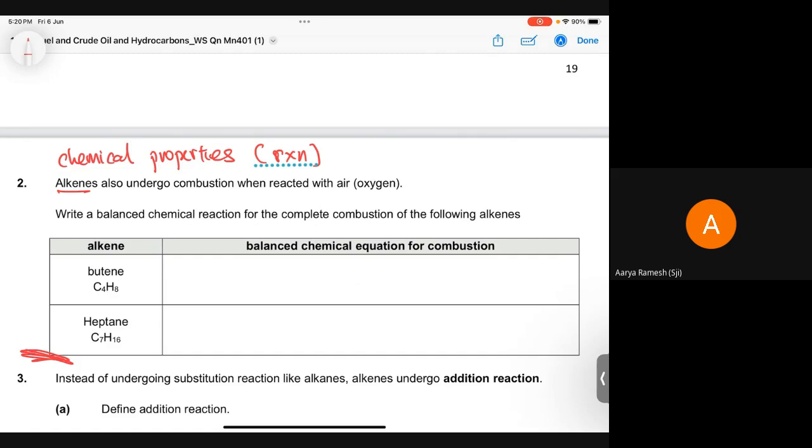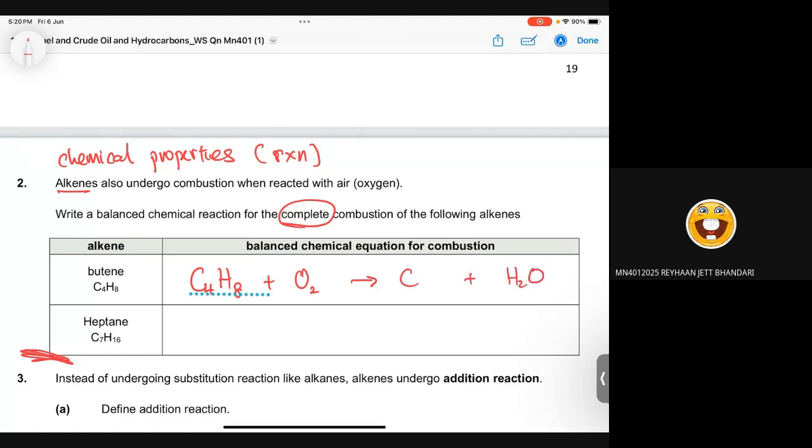Okay, so I want to do balancing for butene. So I'm going to have C4H8. When I undergo combustion, to be more precise, complete combustion. Next one will be Rehan. Rehan, you help me. If undergo complete combustion, what does butene react with? Oxygen, O2. What's the product? H2O. Okay. And carbon.